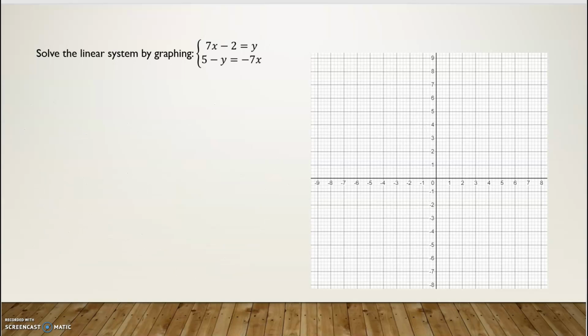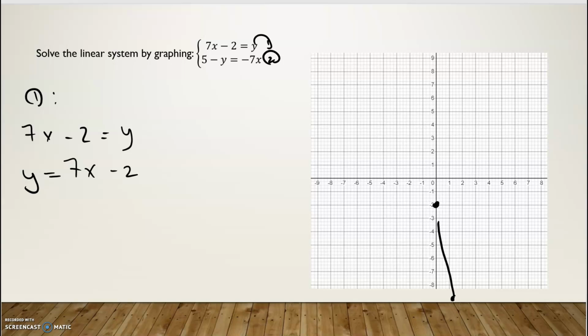Then let's look at this one. We'll call this one 1 and this one 2. For 1, we have 7x minus 2 is equal to y. So really it's already in y equals mx plus b format. So -2 is my y-intercept, and I need to go up 7 over 1. It's going to go off the chart again. 1, 2, 3, 4, 5, 6, 7 over 1. That's about here.